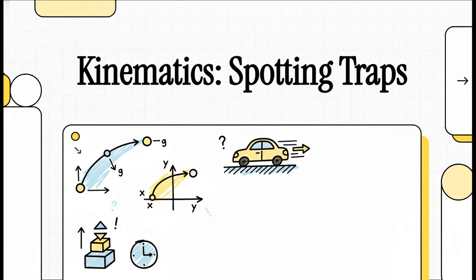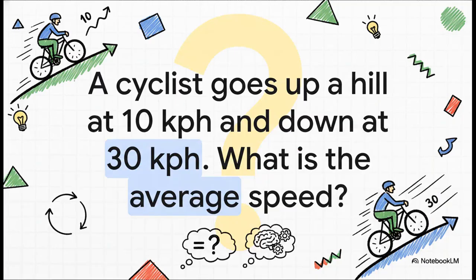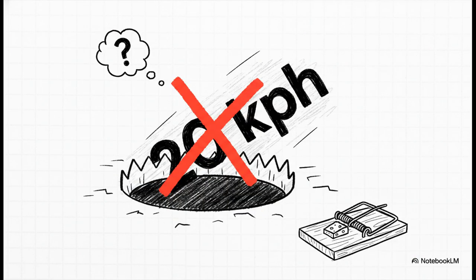All right, let's dive into kinematics. It's one of those physics topics where your gut feeling can totally trick you. Okay, here's a classic question. Your first thought might be to just average the two speeds, but is it that simple? If you said 20, you've just walked right into the most common trap. Don't sweat it though, almost everyone does.